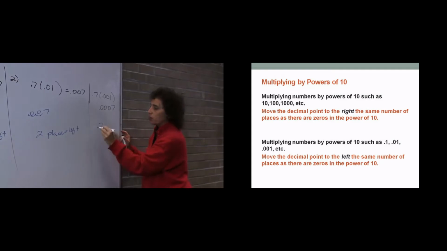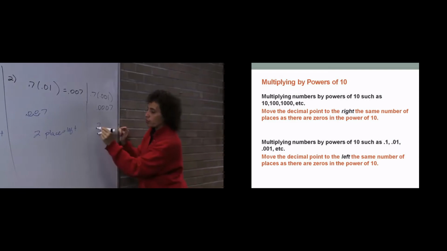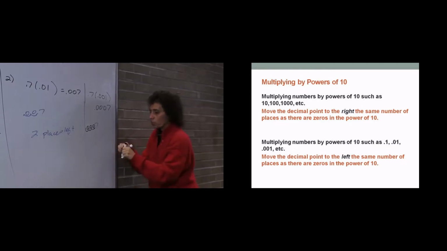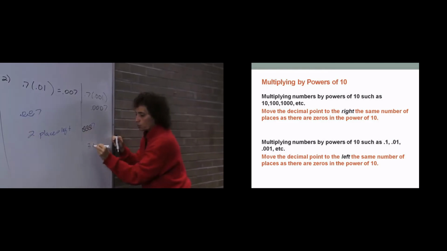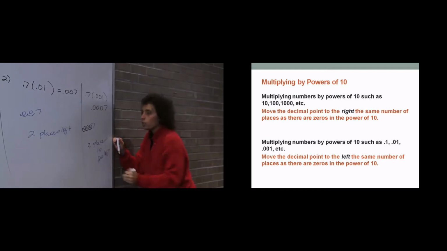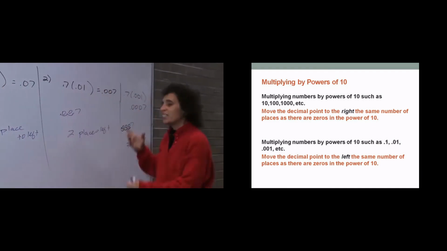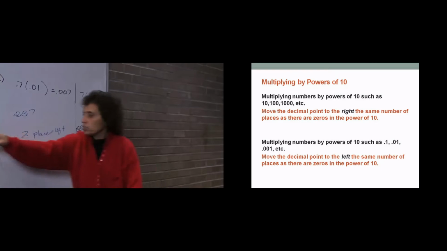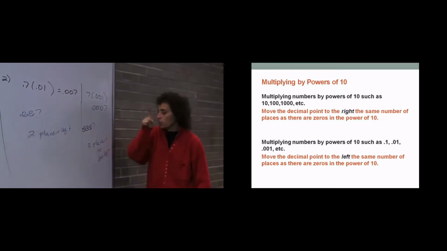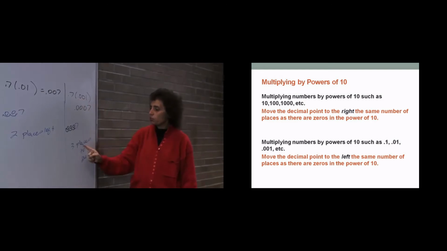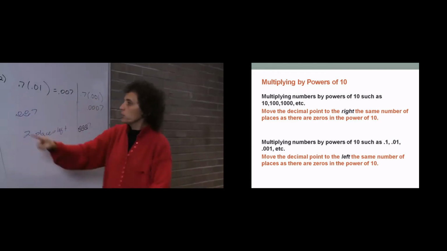And finally here, we have 0.7, but the answer is 0.0007. What happened here? Well, we started with 0.7. We'd have to go 1, 1, 1, so 3 places to the left. So multiplying by a power of 10, like these, moves the decimal to the left. How do you know how many places? This was 1 place, this was 2 places, this was 3 places. Well, it's right here: 1, 2, 3 places, 1, 2 places, 1 place.